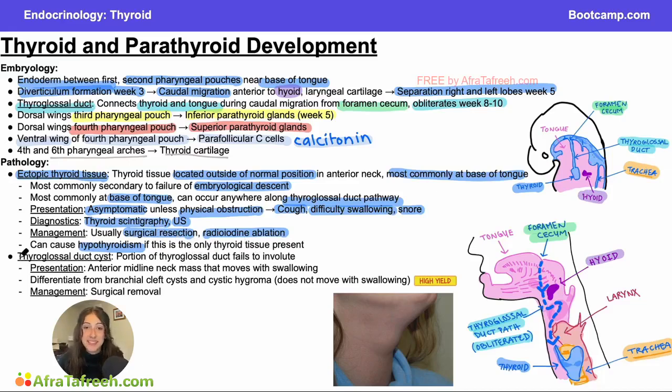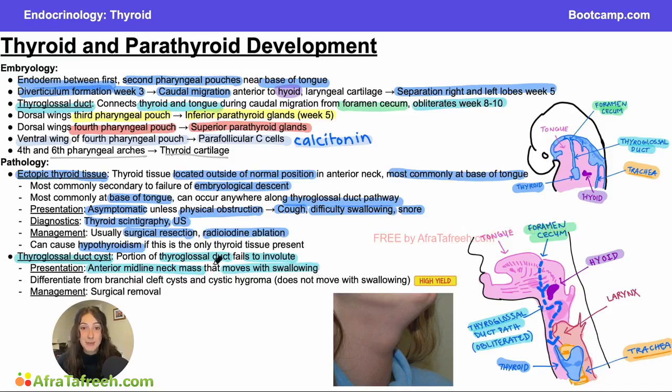Now, the second pathology that I want to make sure that you guys are aware of is the thyroglossal duct cyst. And remember, I told you that the thyroglossal duct should involute or obliterate. Well, in this case, a portion of our thyroglossal duct is going to fail to involute. So if it fails to involute and fails to obliterate, this can sometimes lead to an anterior midline neck mass. So you can see over here, this patient has an anterior midline neck mass, kind of like a more pronounced Adam's apple, but very definitely a mass, and it is going to move with swallowing.